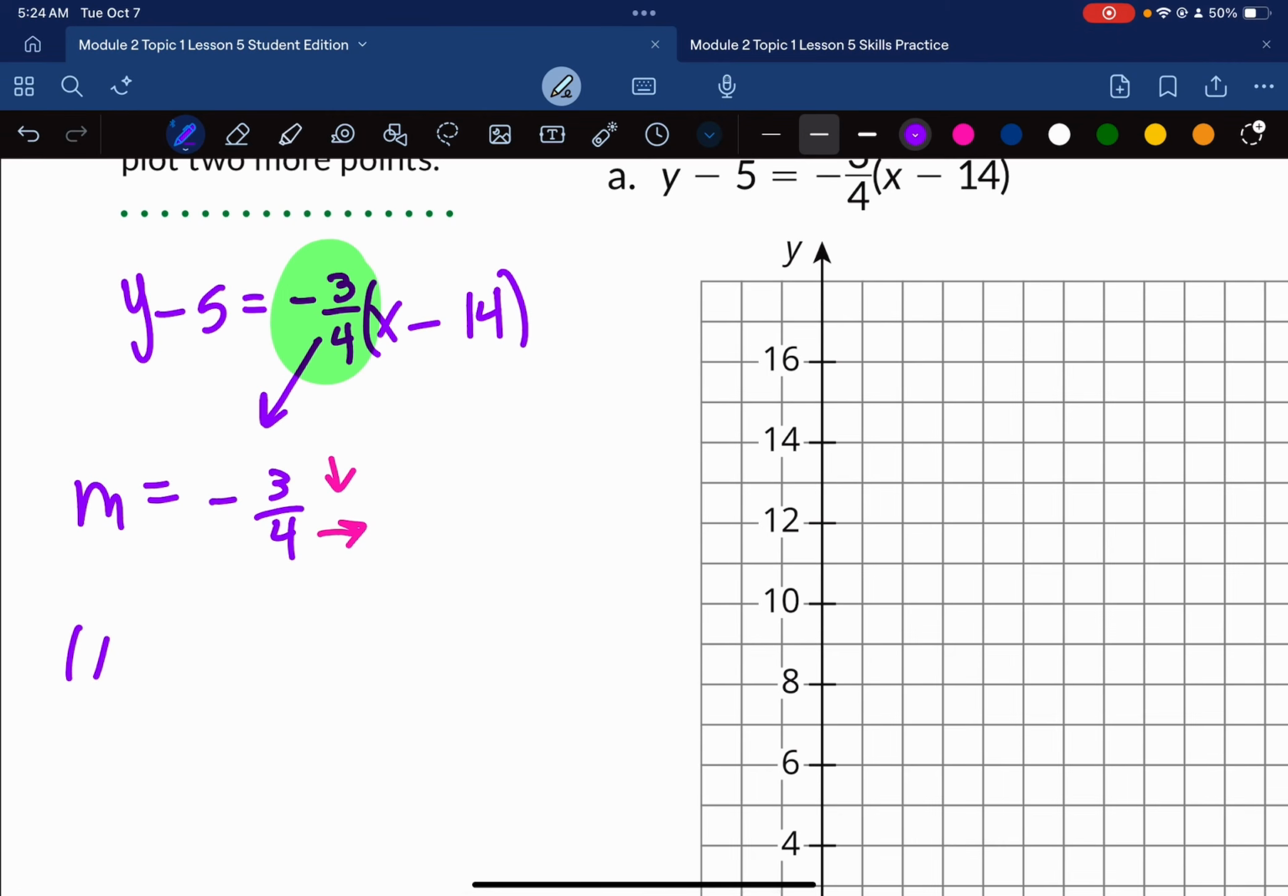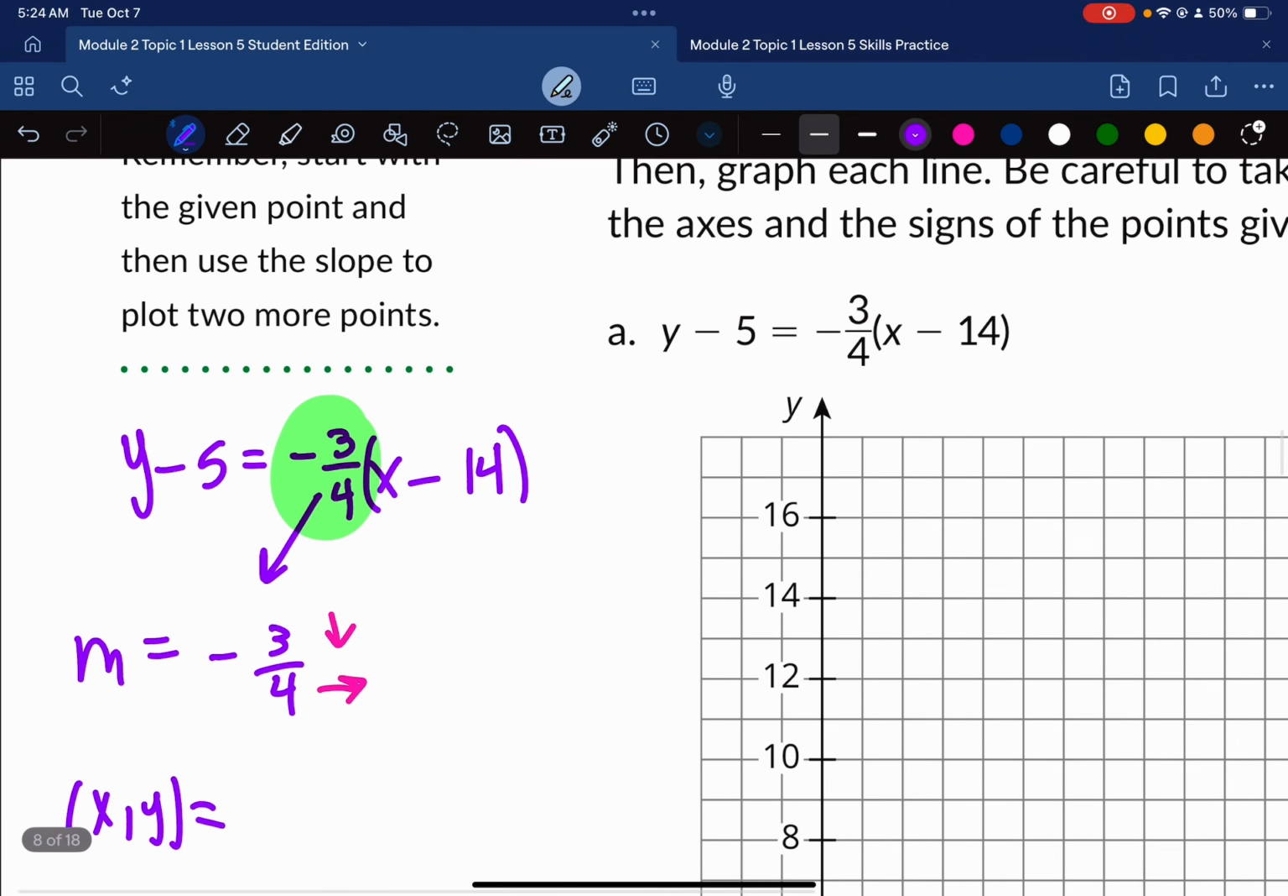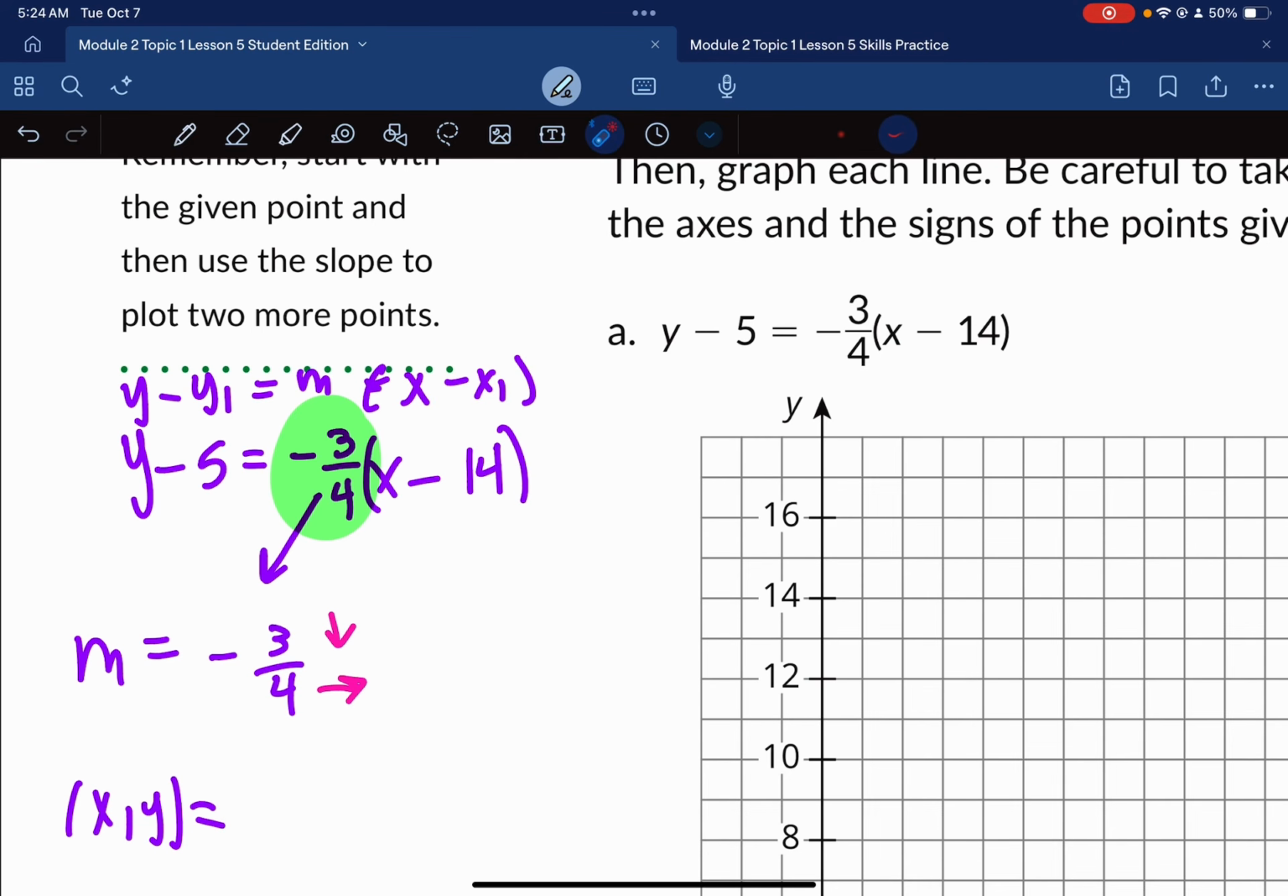What's my x comma y? All right, my x comma y. Remember, here's my formula. It's y minus y1 equal to m parentheses x minus x1. All right. Quick reminder, when you plug in a positive number in here, it becomes negative. When you plug in a positive number, it becomes negative.